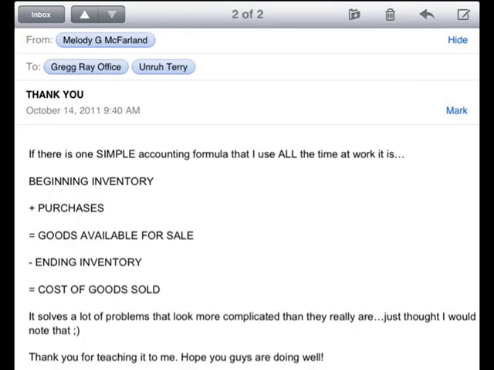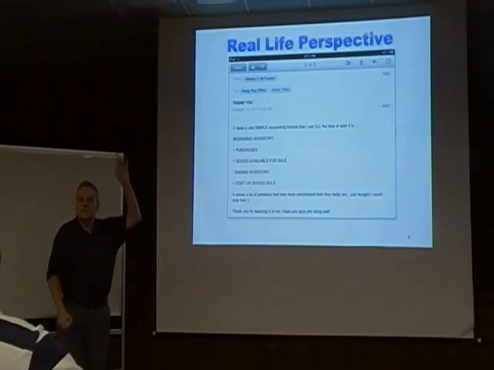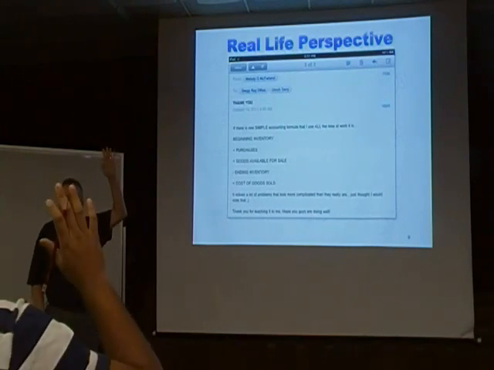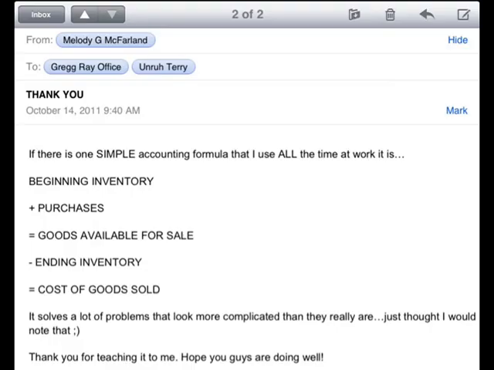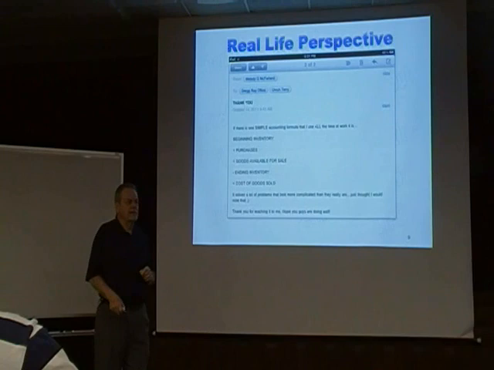It says, if there's one simple accounting formula that I use all the time at work, it is beginning inventory plus purchases is goods available for sale. Minus ending inventory is cost of goods sold. Raise your hand if you've ever heard that before. It solves a lot of problems that look more complicated than they really are. Just thought I'd note that.